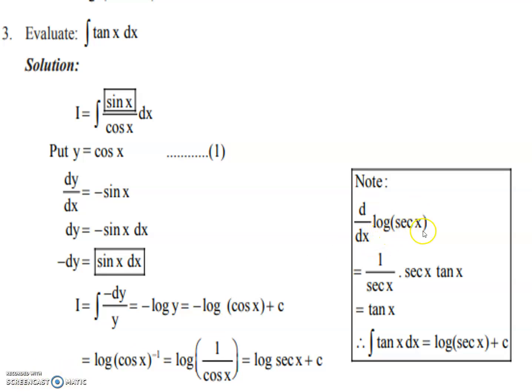And note that the derivative of log sec x is 1 upon sec x into sec x tan x, that is tan x remaining. That's why the integration of tan x is equal to log of sec x.